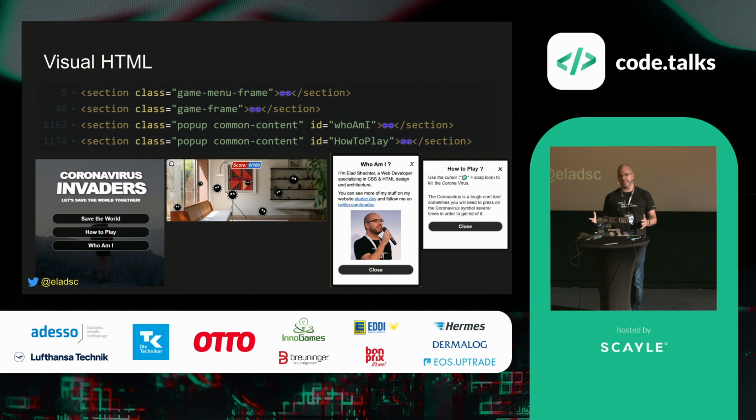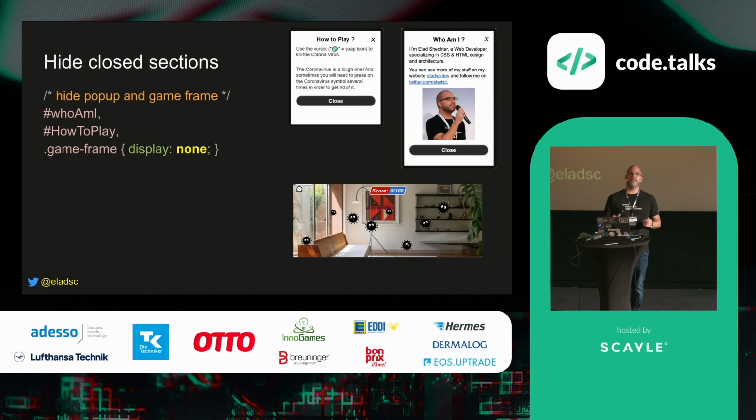But when I'm loading this game, I want to see only the game menu frame. I don't want to see all the other frames. How can I hide all the other frames in a really easy way? I'm just giving all the other frames display none, and in this way, when I first load the game, I only see the game menu frame.